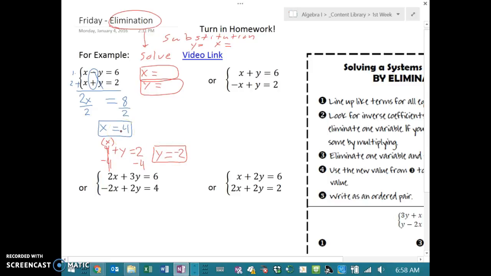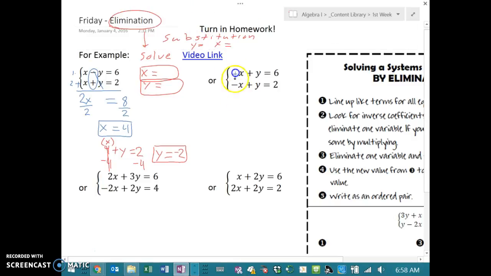So again, this is different from substitution. I don't have to have y equals or x equals something to start. I just have to have my x's and y's lined up. And once they're lined up, I can just go through, eliminate one, if I can combine opposite signs. So for example, same thing here with this next one.